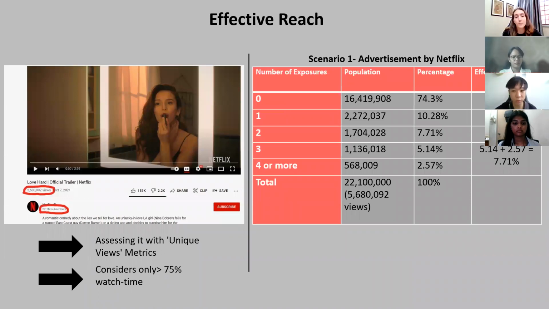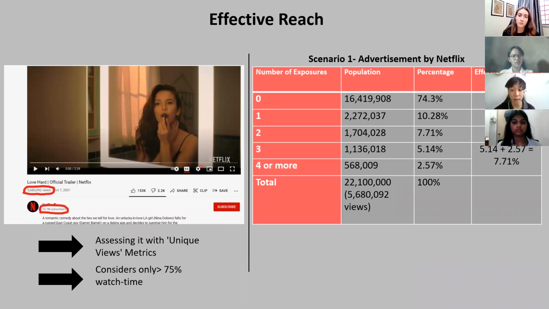So the data we're using for this metric is under the unique views metric, where we can look at how many times a specific individual has viewed the advertisement. However, we will only count views that have a watch time of at least 75% of the ad duration. This will be most accurate in selecting influenced viewers.